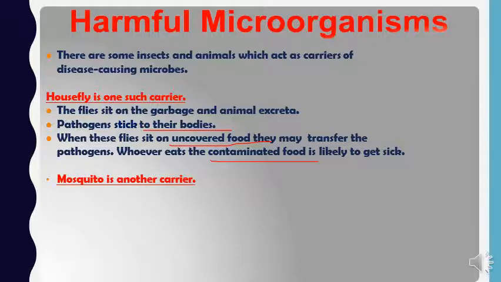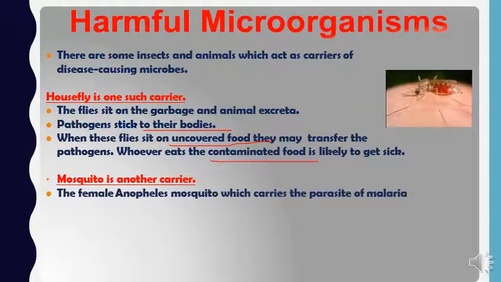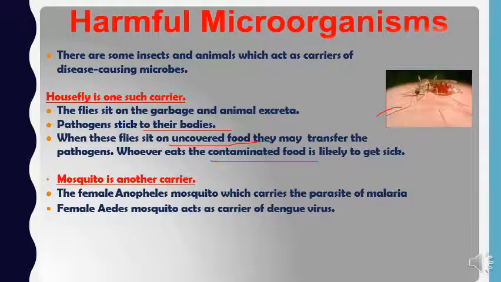Mosquito is another carrier. As you can see over here in this figure, the female Anopheles mosquito carries the parasite of malaria. That means these are the type of mosquitoes which generally carry the malaria pathogens. Then there is one more type of mosquito which is referred to as the Aedes mosquito. It acts as a carrier of the dengue virus. This is how it looks. They have white spots on their legs, as you can observe at this place. I hope it's clear till now.